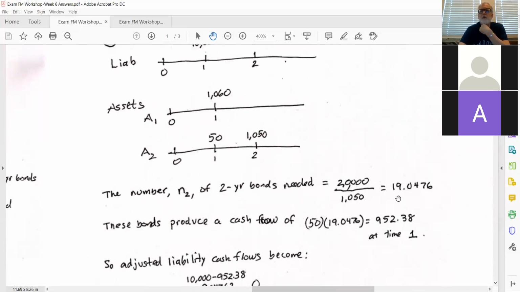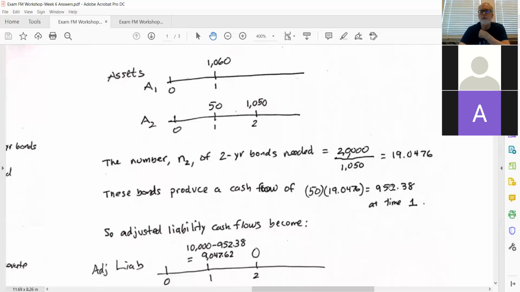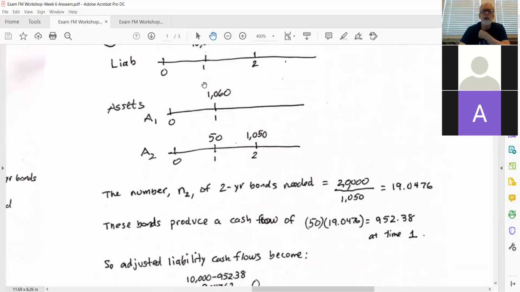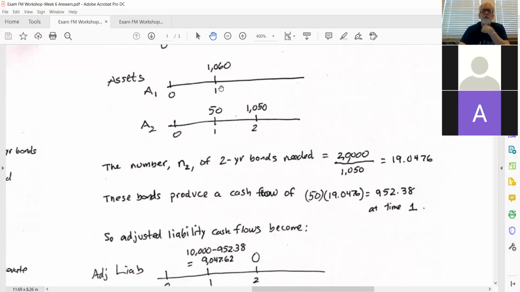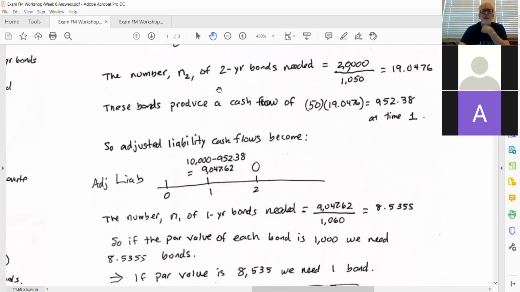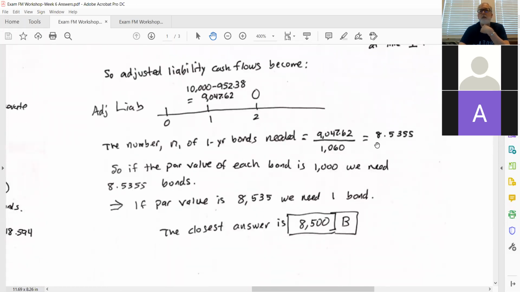We need 19.0476 of those bonds. And then each of those bonds will generate $50 of coupon payments, which totals 952. We subtract that from the 10,000 that we have in liabilities, and there's a remaining 9,047.62. Now each of the 1-year bonds will generate 1060, so we need 8.5355 of the bonds.